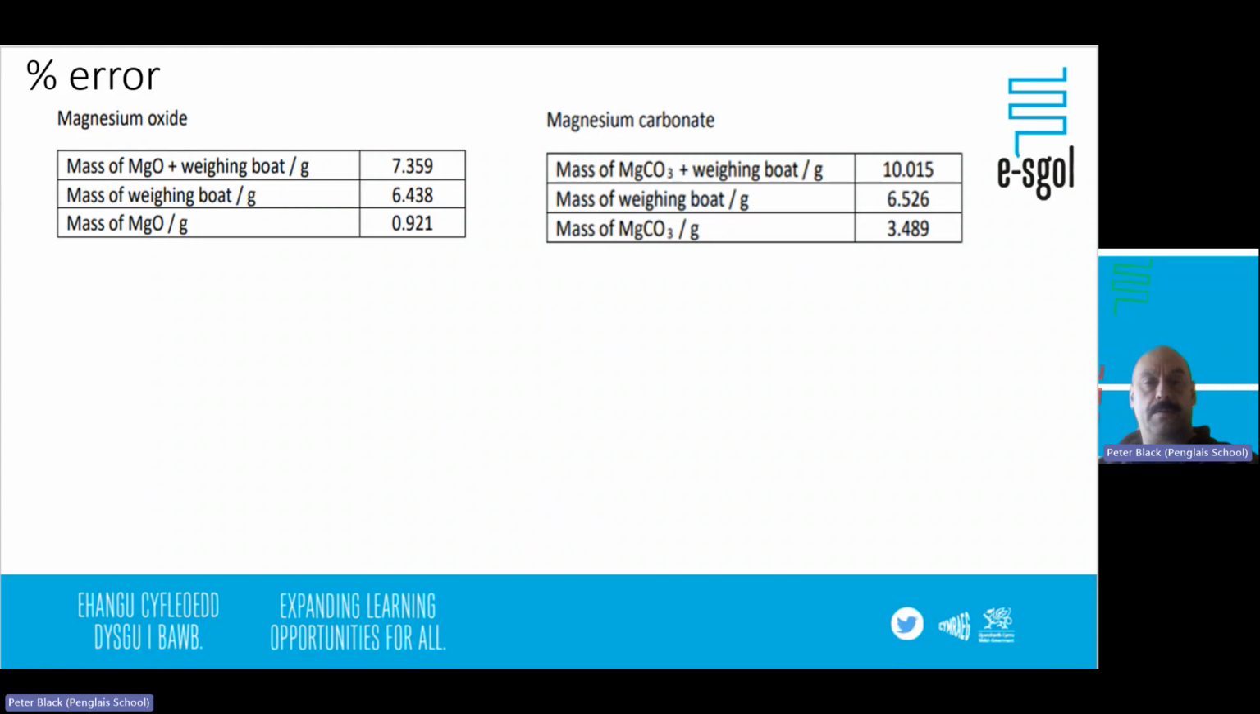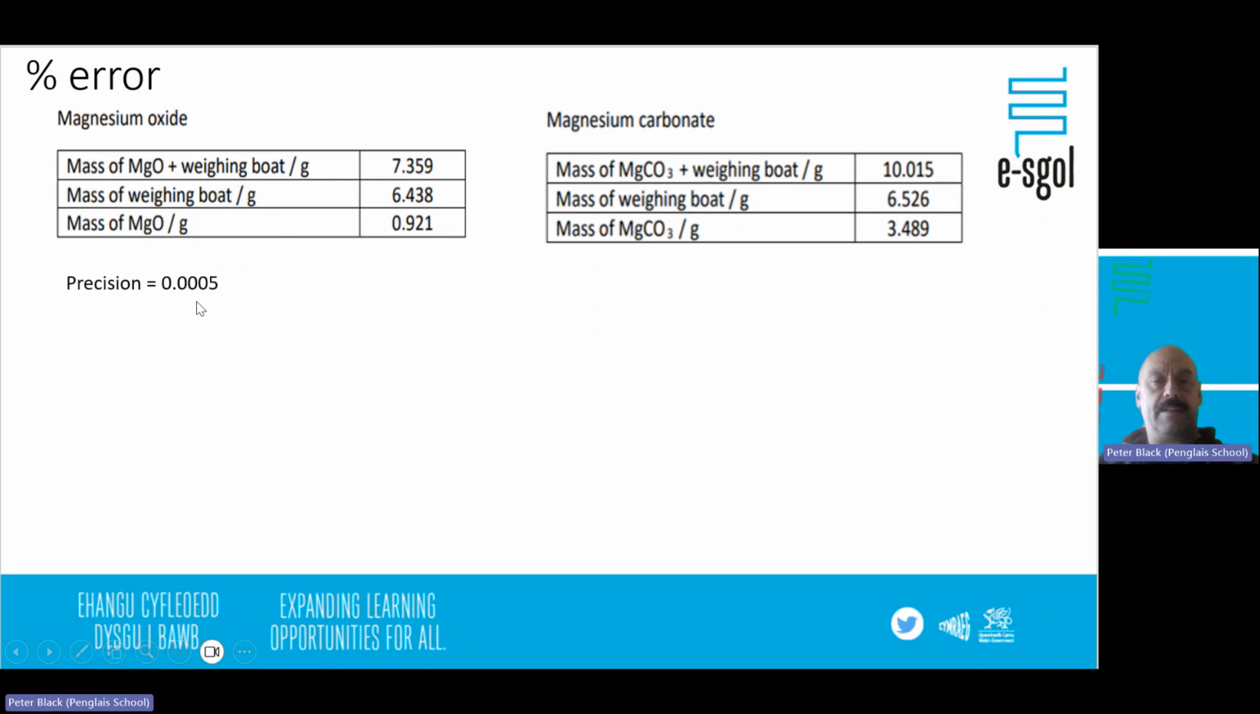So 0.921 grams. The scales we've got here look like they're accurate to 3 decimal places, and the guideline with precision is that whatever your resolution is, in this case 3 decimal places, we can go to plus or minus half a division of that. So you can see I'm saying the precision that I can read to is 0.005. On your scale you can read to 0.001.